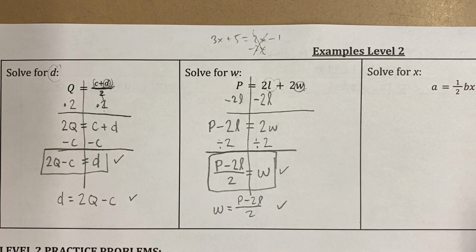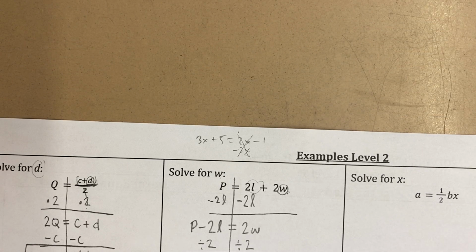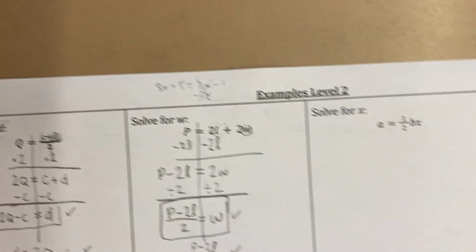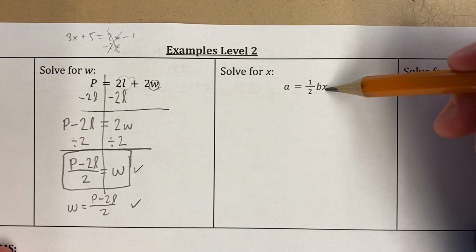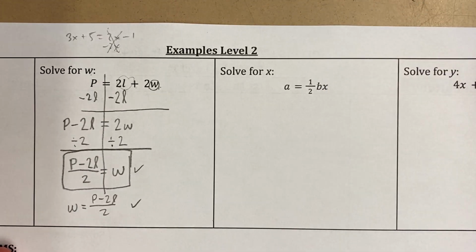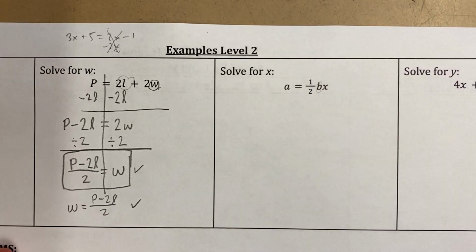That one's also great. All right, solve for x. Here we go. I'm gonna get my camera set up here. I'm solving for x. I need to get x by itself. What's happening to x? It's being multiplied by b, and it's being multiplied by 1/2.